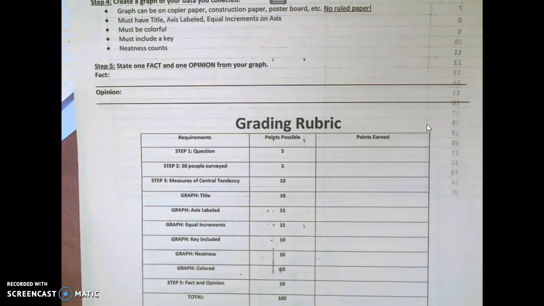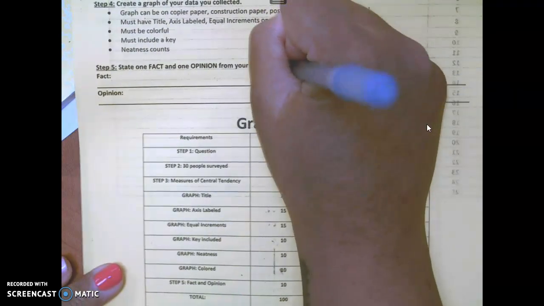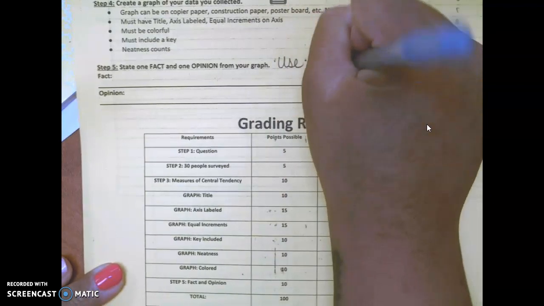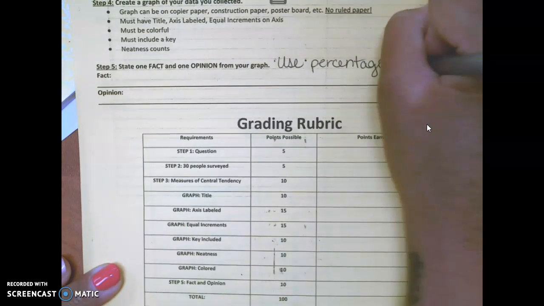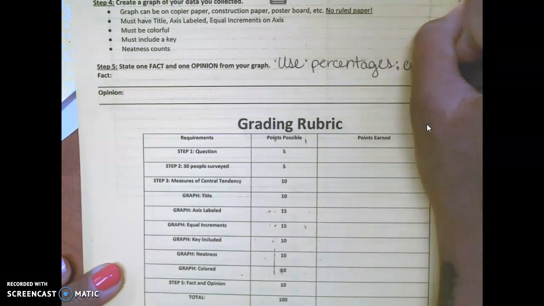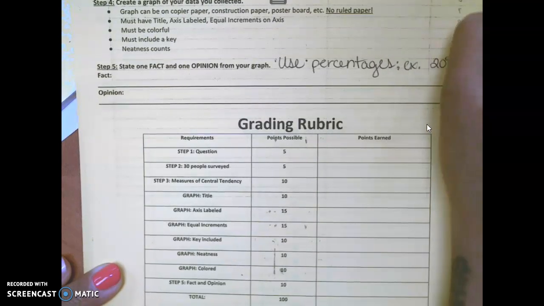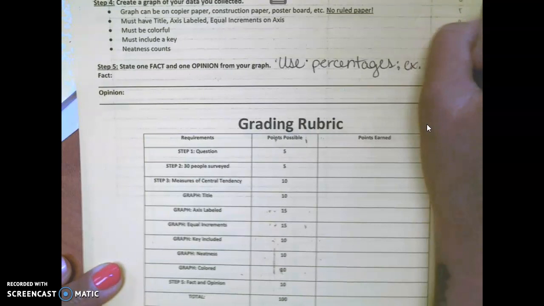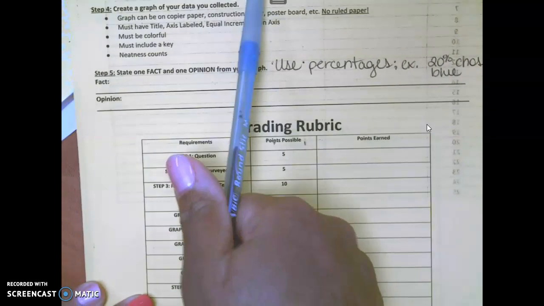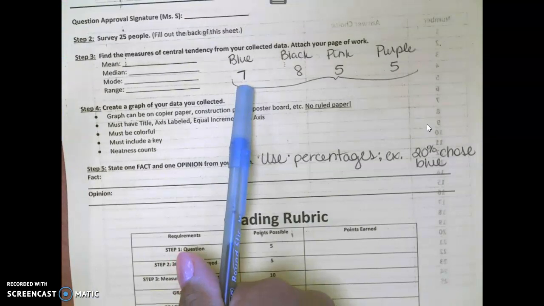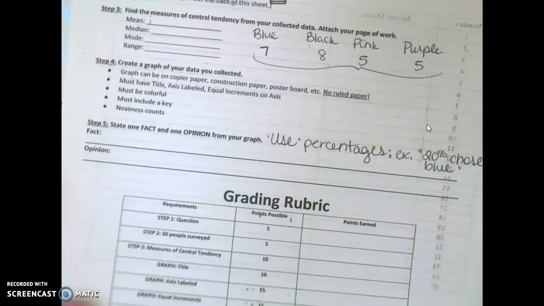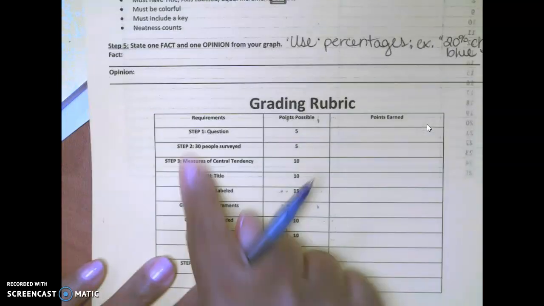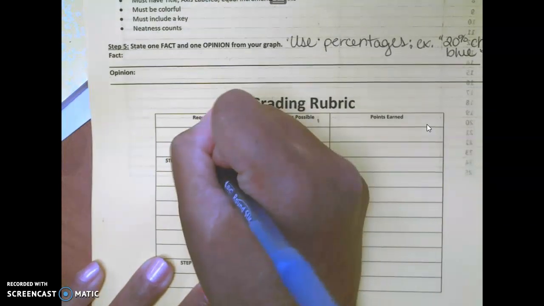Step 5, state 1 fact and 1 opinion. I want you to use percentages. For example, 20% chose blue. That's not accurate. It's technically 35 or 28%, but this is what I want to hear when I hear a fact, or what I want to see when I read your facts. Down here where it says 30 people surveyed, scratch that out, make it 25.